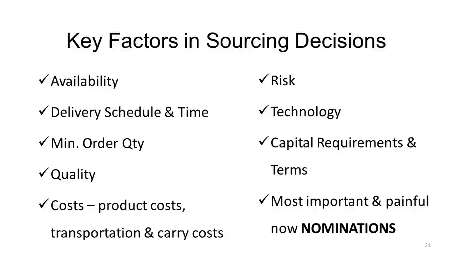And the ninth factor is the most important and painful, which is nomination. In case your client says that you have to buy the raw material only from this vendor XYZ in China, in that case you don't have to make any sourcing decision because it is forced upon you. Your client is saying that you will have to buy only from XYZ in China.